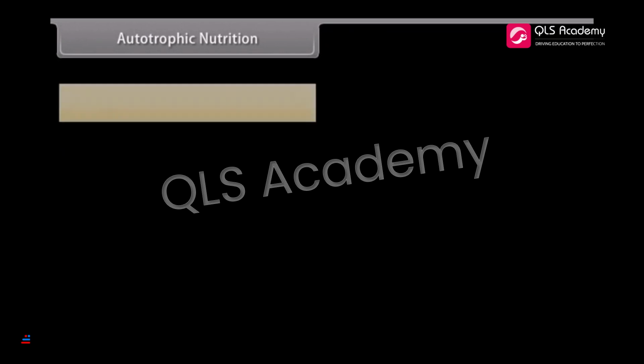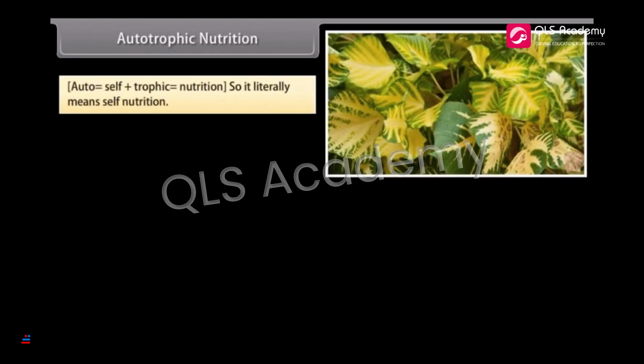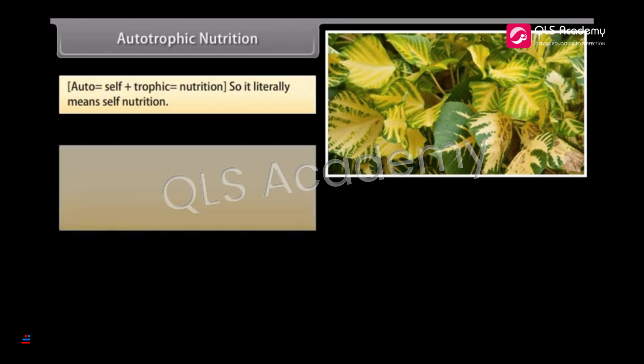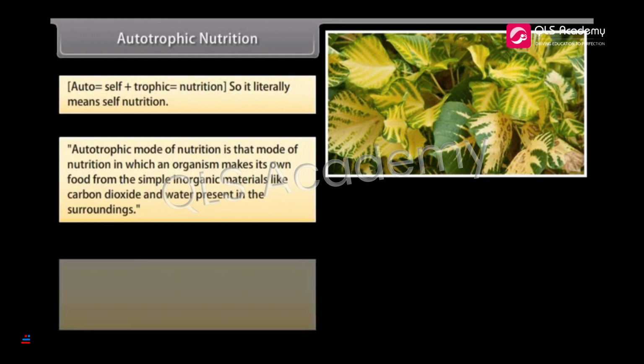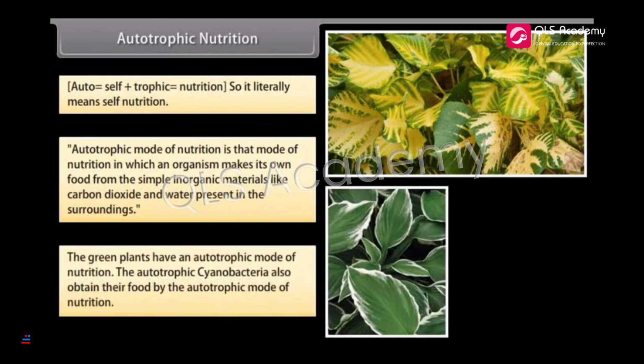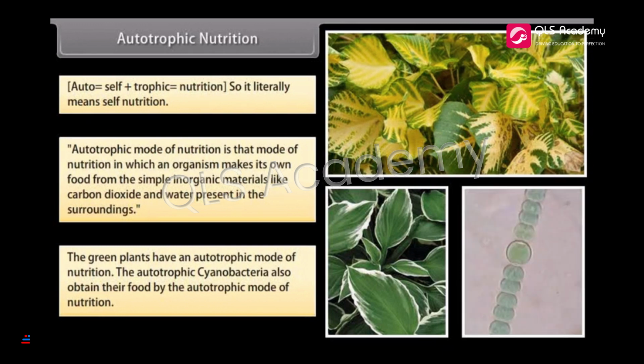Autotrophic nutrition. Auto means self and trophic means nutrition. So it literally means self-nutrition. The autotrophic mode of nutrition is that mode in which an organism makes its own food from simple inorganic materials like carbon dioxide and water present in the surroundings. The green plants have an autotrophic mode of nutrition. The autotrophic cyanobacteria also obtain their food by the autotrophic mode of nutrition.